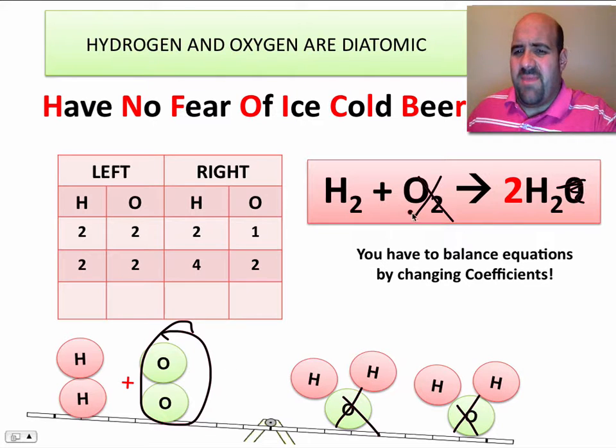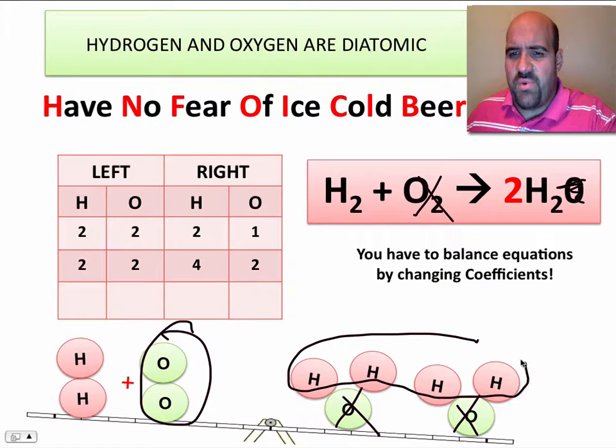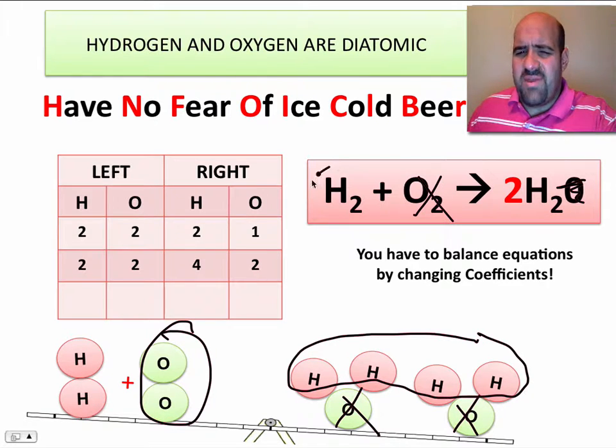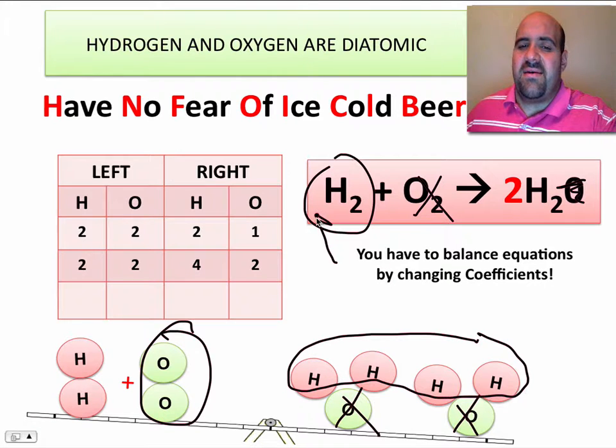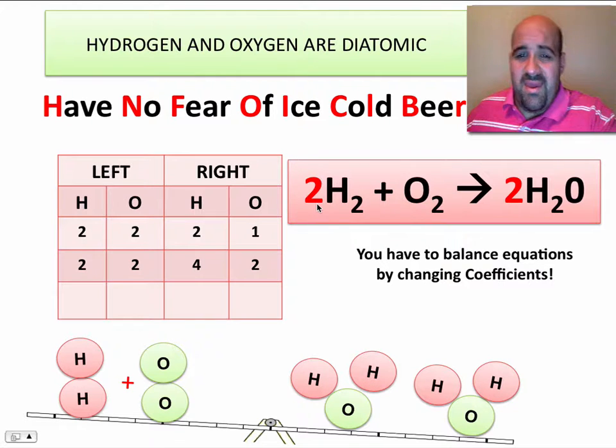Unfortunately, the hydrogen isn't balanced now. Now we have 4 hydrogen on this side because we have 2 water molecules, and we only have 2 on this side. So what can I do to get more hydrogen on this side now? Well, I'm going to change this coefficient. And I made that a 2.